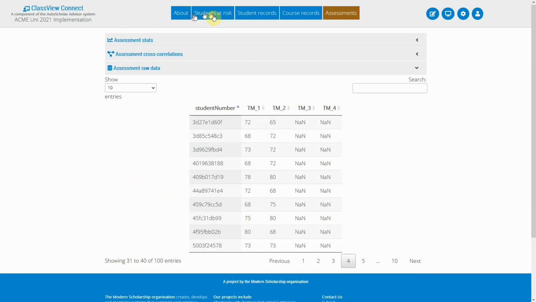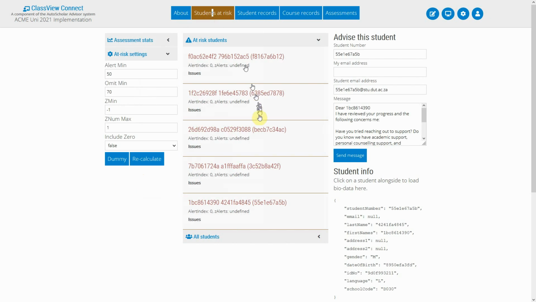Okay, so as I say, this is just the first part of the ClassView Connect, and we are adding in the other parts which actually make it an auto-scholar system. So this is currently more aimed at just getting basic access to the student information here.